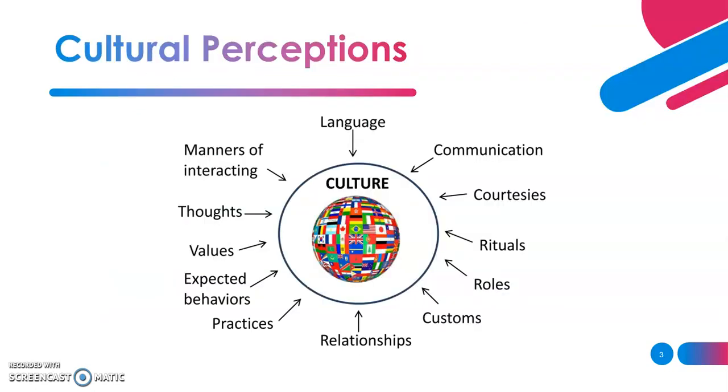Cultural perceptions. Basically, Julian Burrell talks about cultural glasses and how they shape our reality. So at the center of this picture here, you see all those different flags. That's how many cultural glasses there are around the world. And each of those glasses looks differently at the different things surrounding that circle. So language, manners of interacting, thoughts, relationships, rituals, all of it.